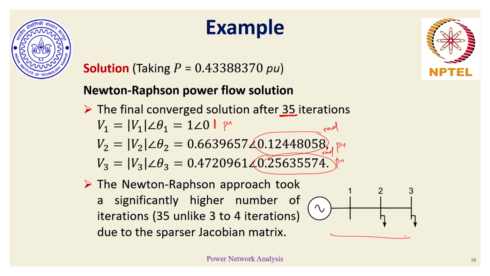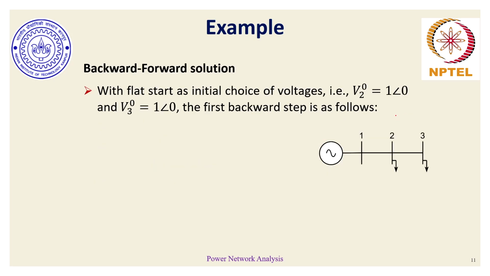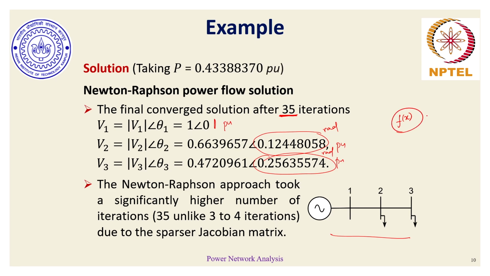And this 35 iteration is based on the convergence check that was made on the mismatch vector equation used in Newton-Raphson technique. What is that mismatch vector technique? So we'll come back to this in slide number 12 preferably.